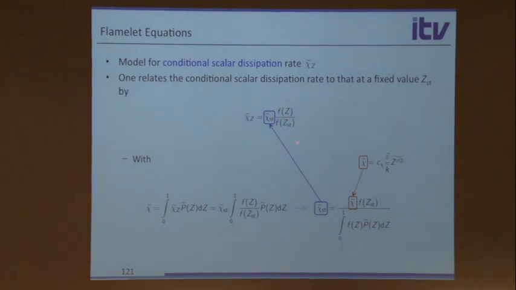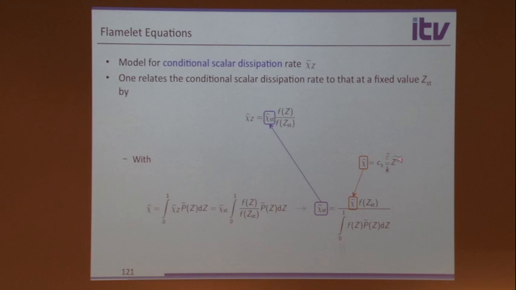And then these are just evaluated at z and z stoichiometric. These can be easily evaluated. So then the question is, how do I get the chi at z stoichiometric? And there are ways to do this. Also here, the mean dissipation rate. This is what I have for my model.